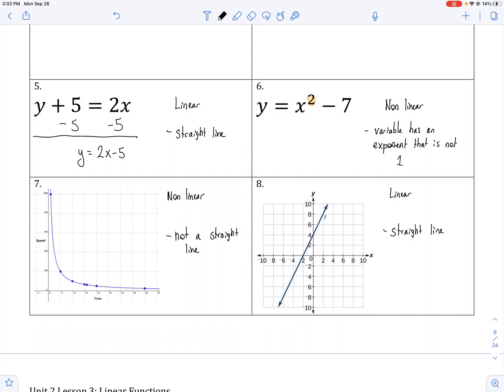So again, this y technically has an exponent, but when it's not written, it's an exponent of 1. And that's okay for it to be linear and have exponents, but you can't have an exponent that's not 1 for it to be linear.